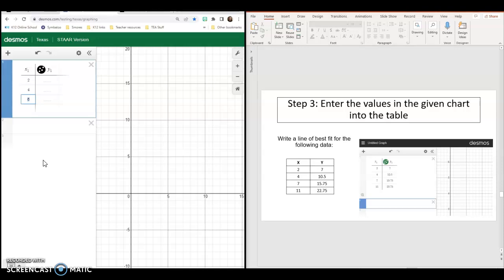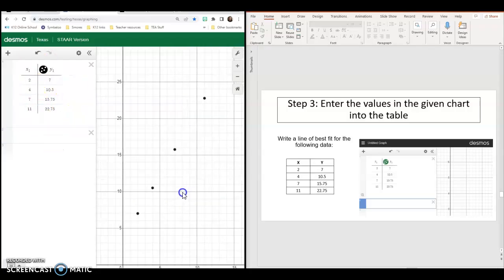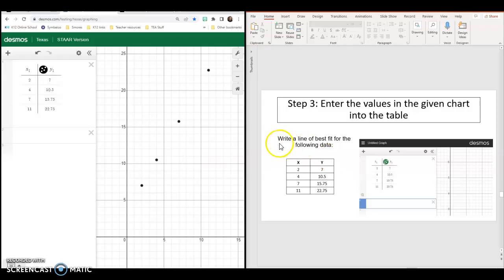You can see now Desmos is trying to predict the next value, but you can just ignore that and go ahead and type in the information from the original problem. So now my y values, so that gives me a scatter plot that it goes ahead and does as I enter the data points.